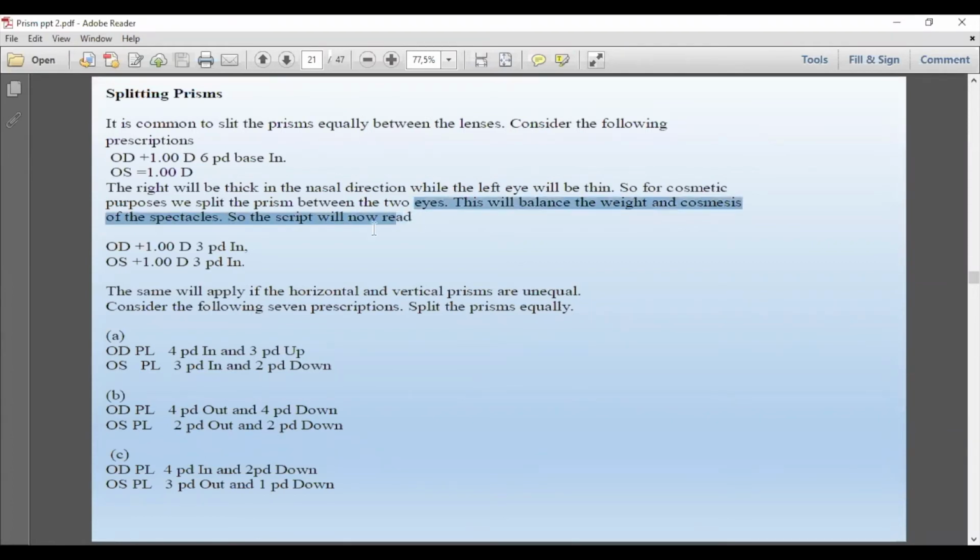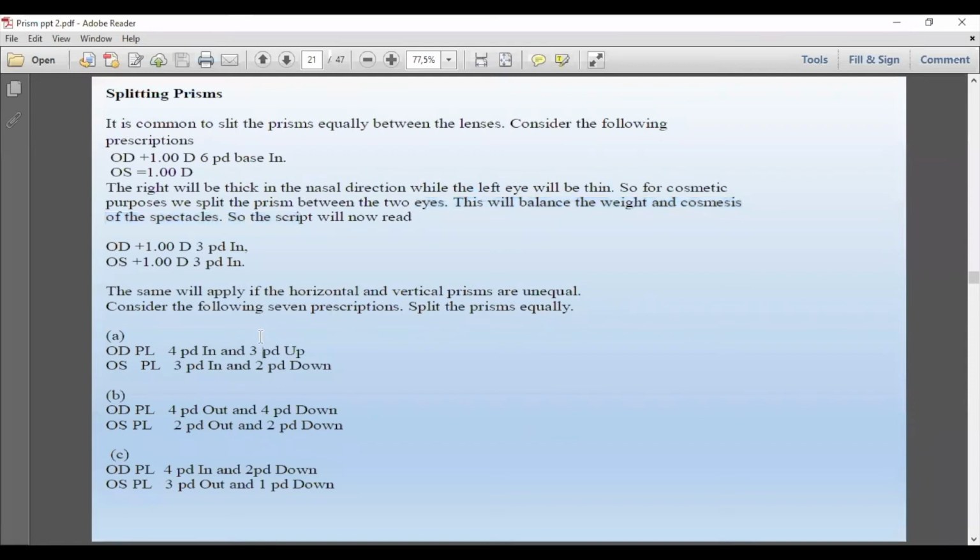So the script here will now read right eye +1, 3 in, left eye +1, 3 in. Now you can see it's in the same direction. And if we had to do the calculation, to work out to either eye, it's 6 base in for the right or 6 base in for the left. Now the same will apply if the horizontal and vertical prisms are unequal. Now consider the following prescriptions. We now want to split them equally.